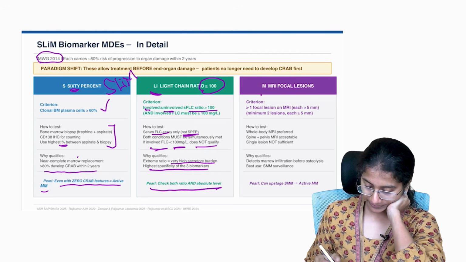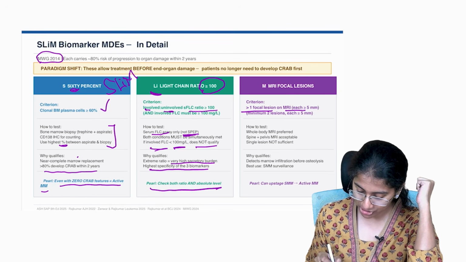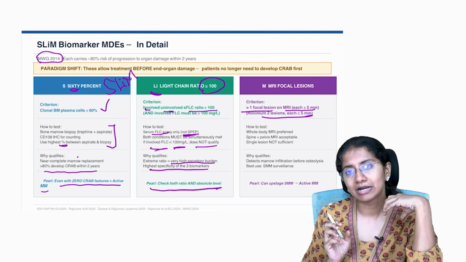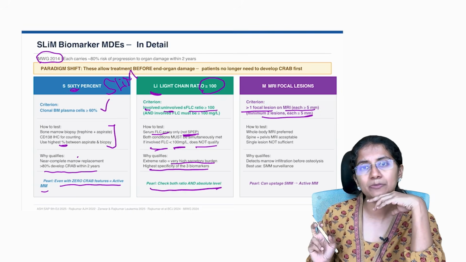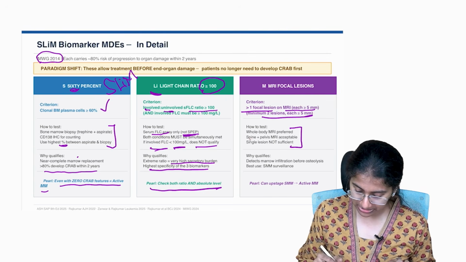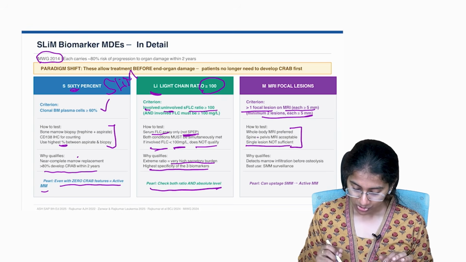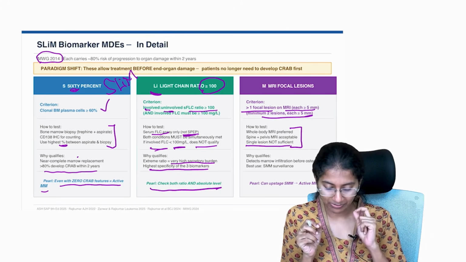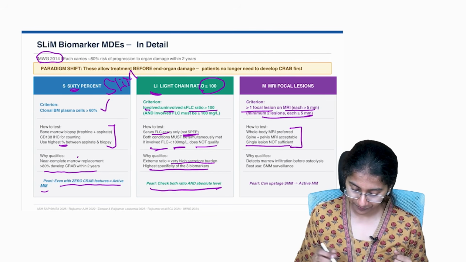Okay, MRI focal lesion. The criterion is more than one focal lesion on MRI, each at least 5 mm. At least 1 or more focal lesions on MRI, each more than 5 mm in size. How to do it? A whole body MRI is preferred, spine plus pelvis MRI is acceptable, and a single lesion is not sufficient. So you have to do a whole body MRI, and the focal lesion should be at least 5 mm in diameter. So a minimum of 2 lesions, each more than 5 mm.